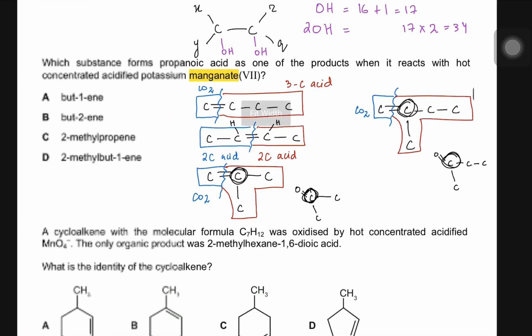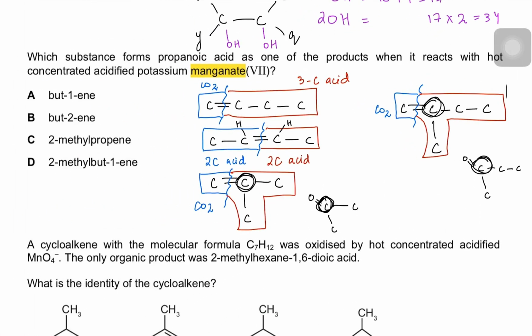We get to know that the only option which fits here is option A, because it will give you propanoic acid.